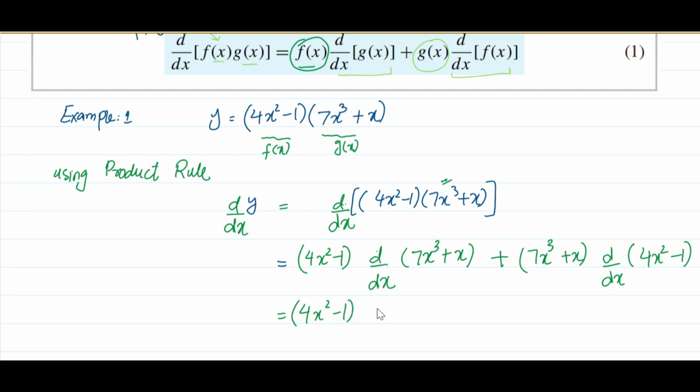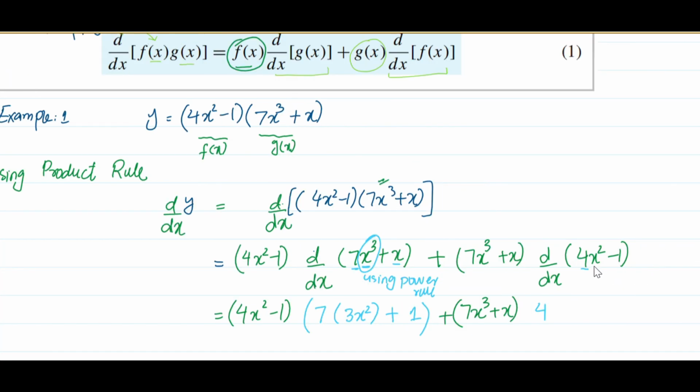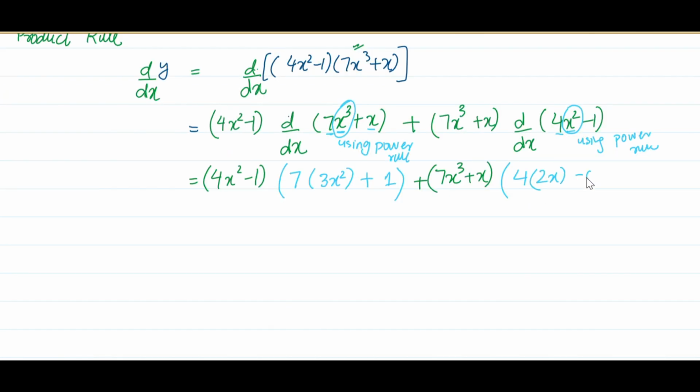So here we will apply the derivative formulas. If you notice that here is 7x cubed plus x. So 7 is the constant which will be as it is, and we apply the power rule on x cubed, which will be 3x squared, and the derivative of x is 1. And now the second function as it is, and derivative of this function will be 4 as it is, and apply the power rule on x squared, which will be 2x, minus 1, derivative is 0.